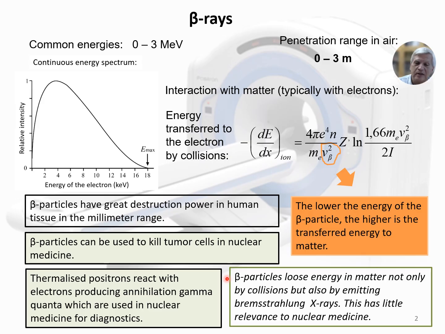There's another important remark I will make. You see here that this formula for the energy transfer shows a subscript that means ionization. In other words, it is the energy transferred by collision with electrons. However, beta particles lose energy in matter not only by collisions, but also by emitting so-called Bremsstrahlung X-rays. That's a bit of a tongue twister, I agree. This has little relevance to nuclear medicine.